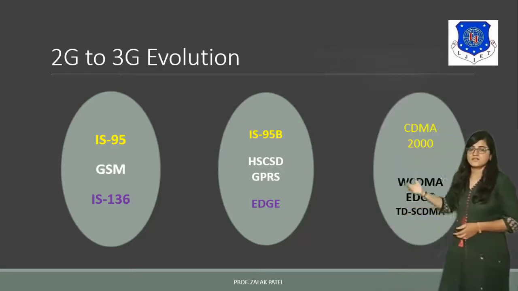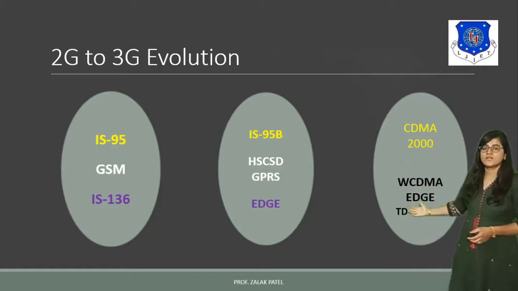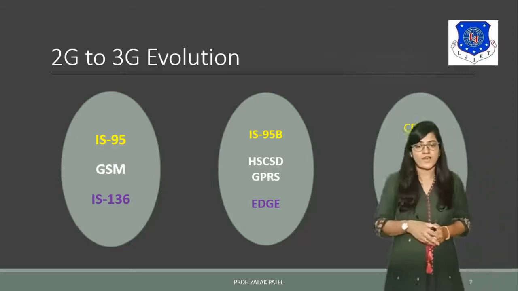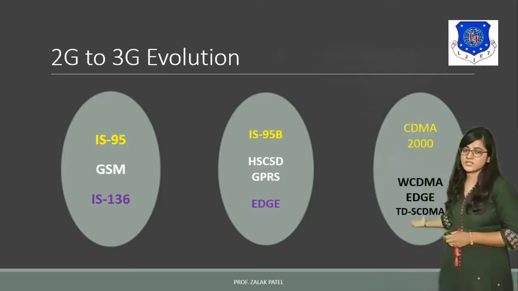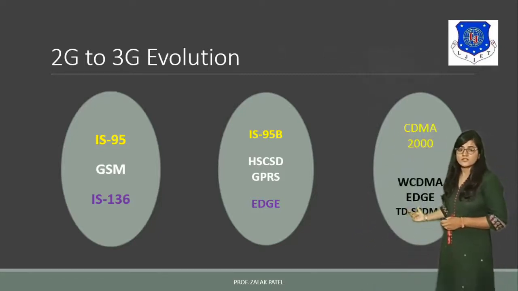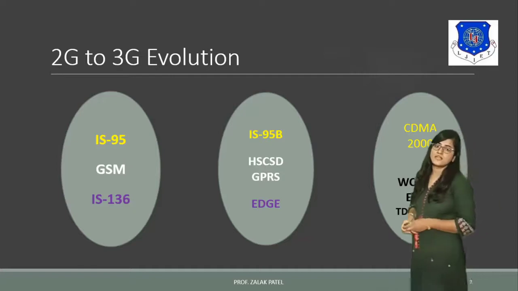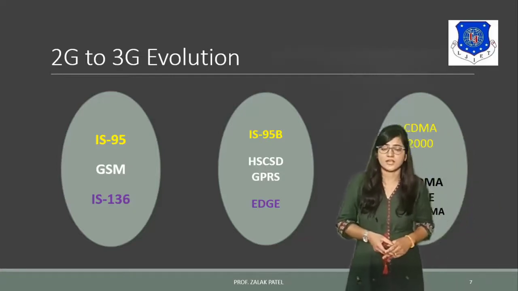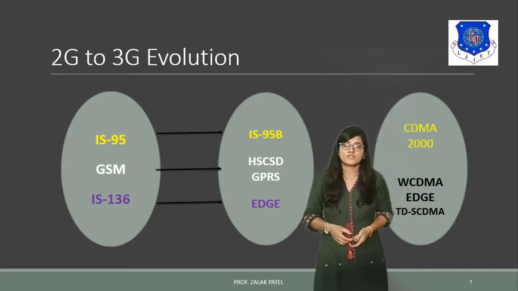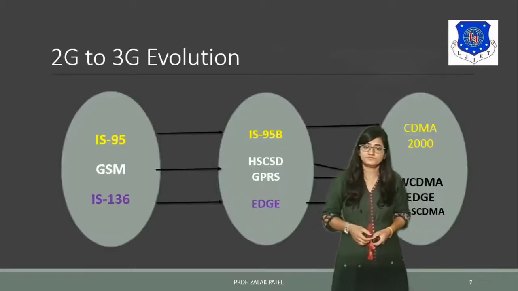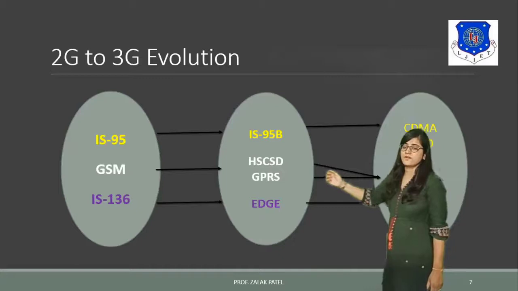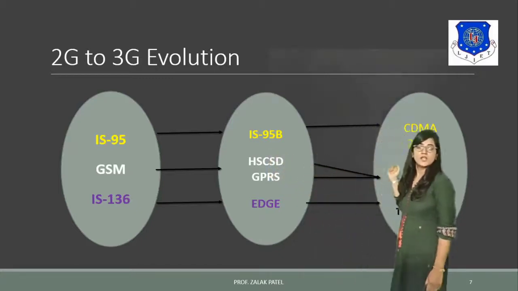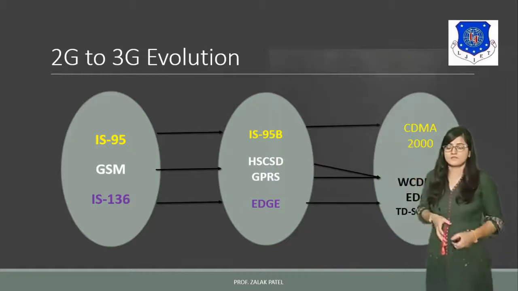And the last ones are CDMA 2000, WCDMA, EDGE and TD-SCDMA. WCDMA is wideband CDMA, next is EDGE, the modified version of it, and the last one is TD-SCDMA, time division synchronous code division multiple access. These techniques are there, so this is about the 2G to 3G evolution. This first one is your 2G, then this is your 2.5G, and this is your third generation standards.